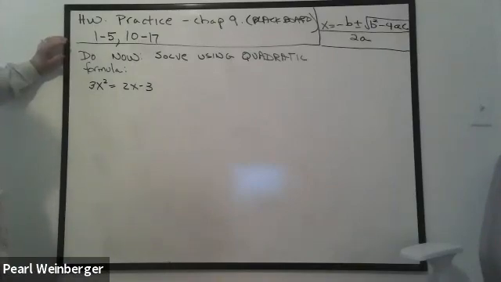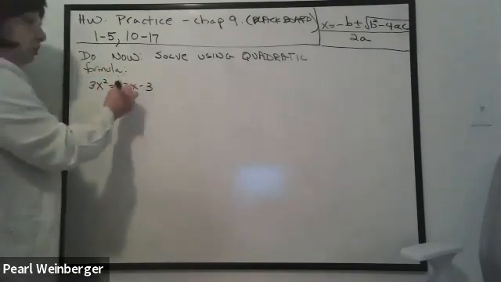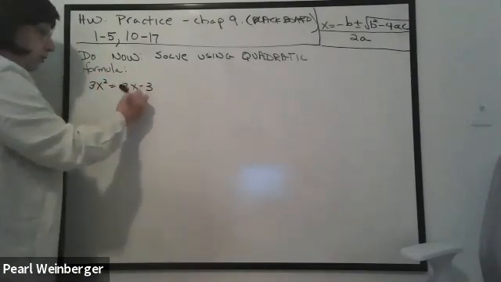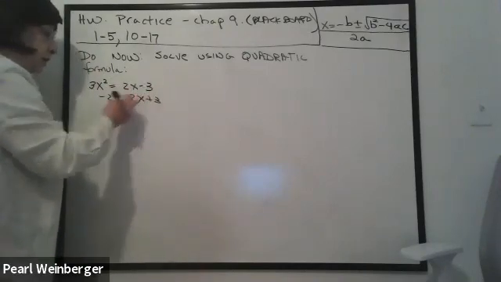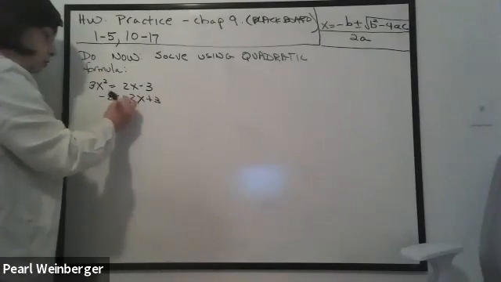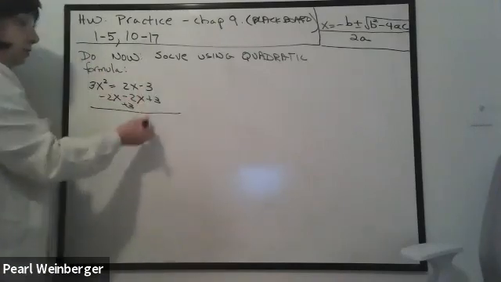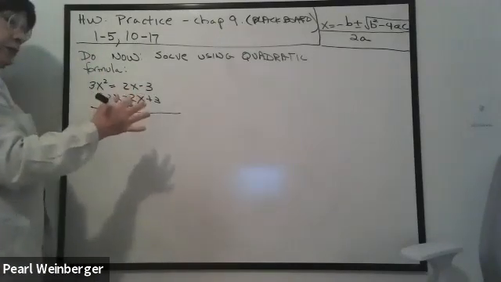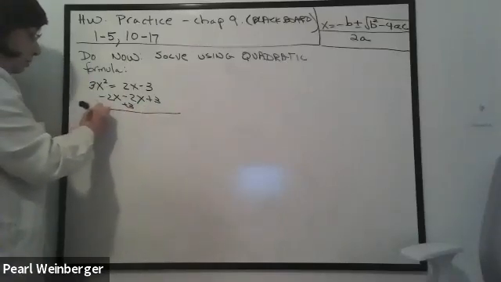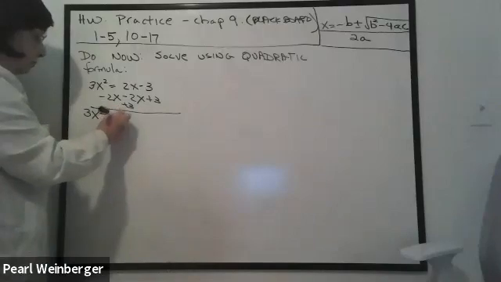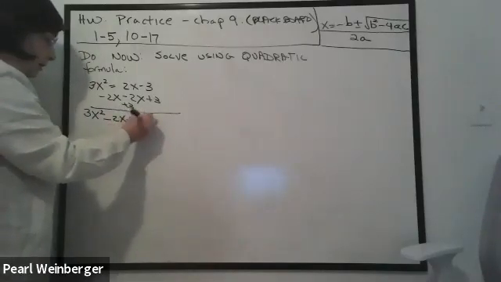The first thing we're going to do is get our equation into standard form by setting it equal to 0. We'll subtract 2x from both sides, and we'll add 3 to both sides so that we get 0 on the right side. So this will give me 3x squared minus 2x plus 3 equaling 0.